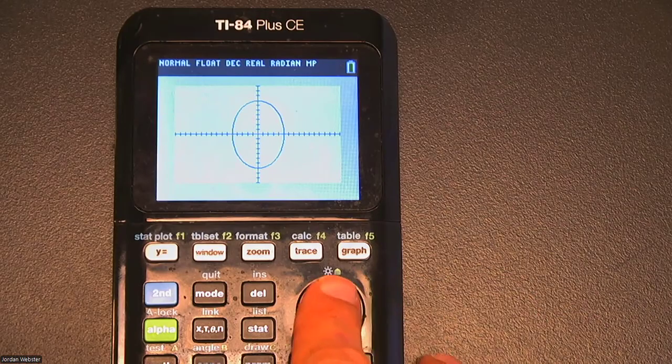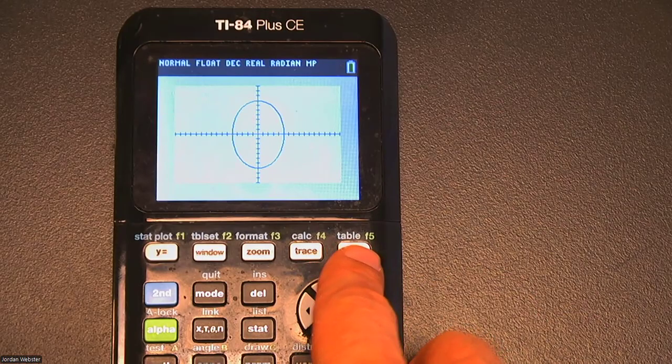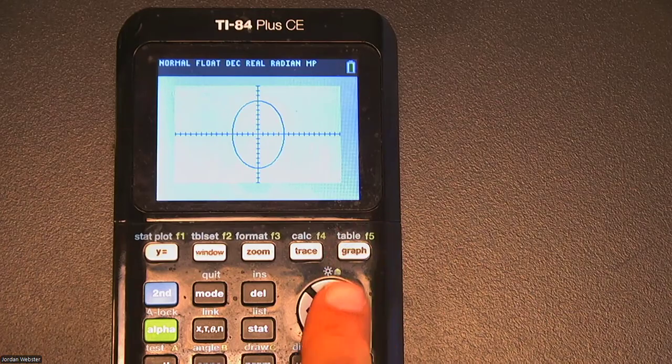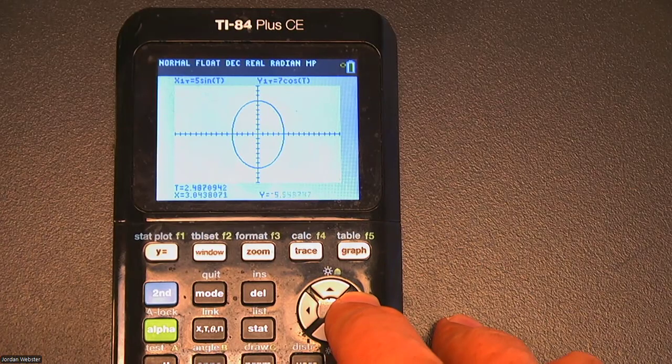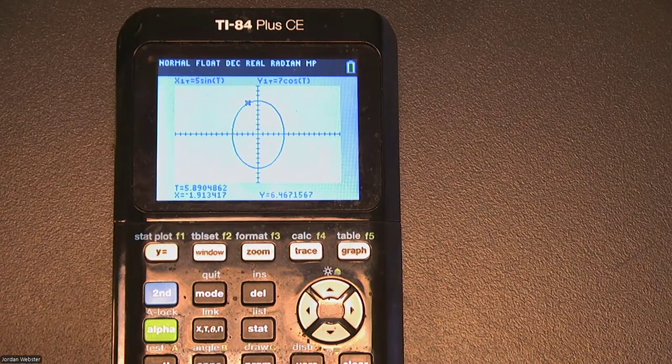But again, if you looked away for a split second and graphed it real quick, you could just go to your trace button. I'll start at t equals 0. This one's moving clockwise as well, isn't it? So this one is also clockwise.